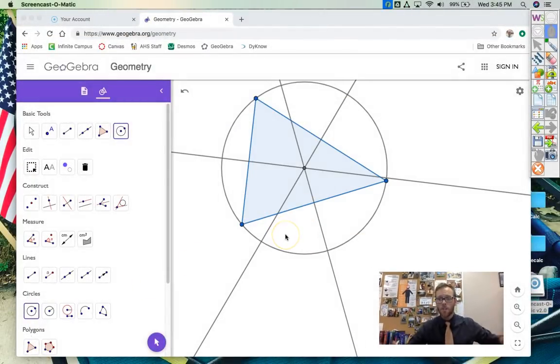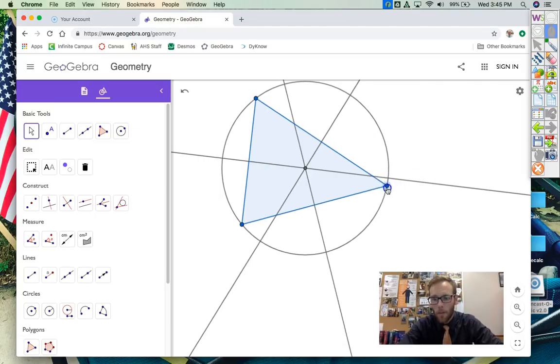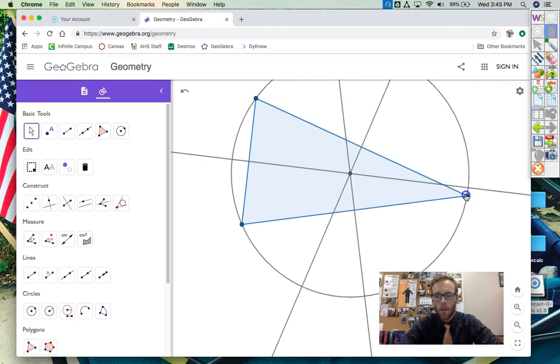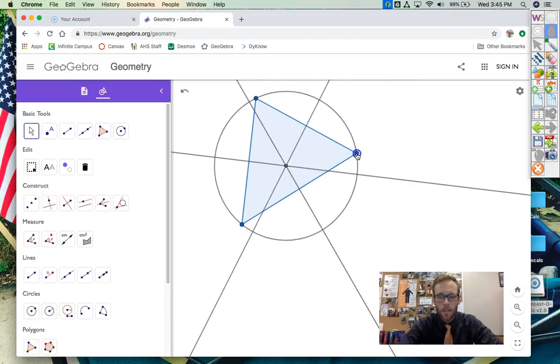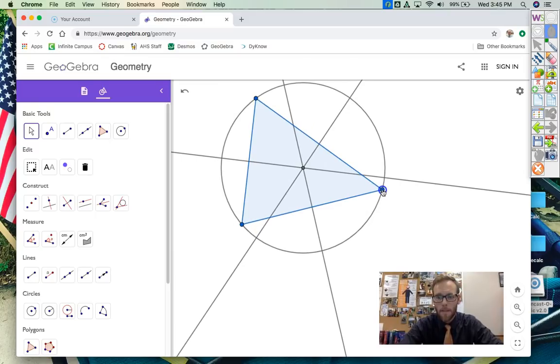Okay. Look at that. There's a circle. This point here is the center of the circle that goes through those 3 points. Now I want you to watch this. Grab a vertex of your triangle, move it around. Does that circle always go through those 3 points? Yeah, it does. Now here's what's interesting.